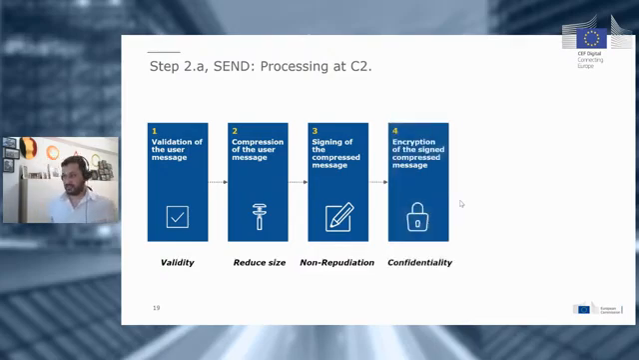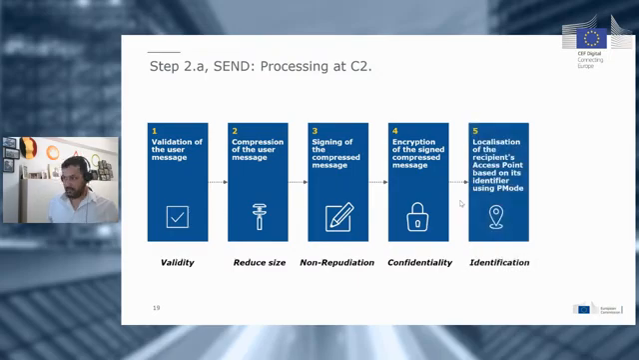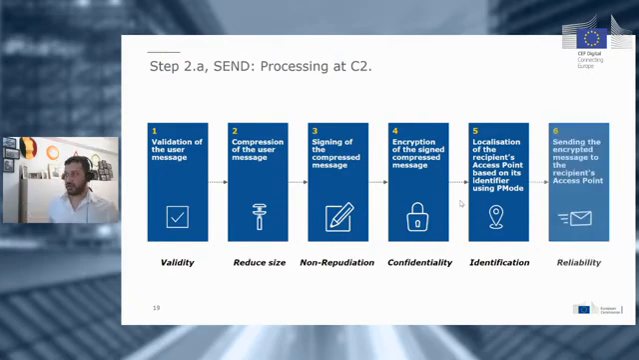Then as a next step, we have encryption of the signed and compressed message. Encryption is done at C2 using the public key of the receiver access point C3. Then we have localization of the recipient endpoint address. As you remember, in the P mode, we have already configured the endpoint address of the red or C3 access point, which is identified from the P mode. And then finally, Domibus will send the encrypted message to the receiver access point.